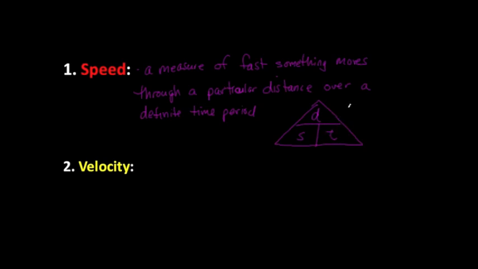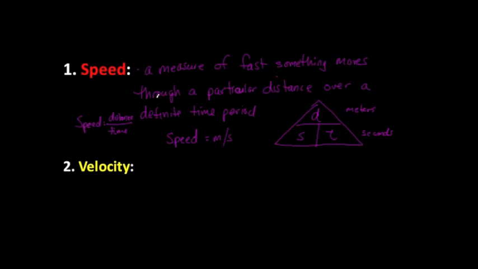Distance will usually be measured in meters and time in seconds. So the unit for speed is going to be meters per second, generally speaking. So the formula is speed equals distance over time. And that's what this big long definition is saying: if you take the distance something traveled and divide it by time, it's going to tell you an object's speed.